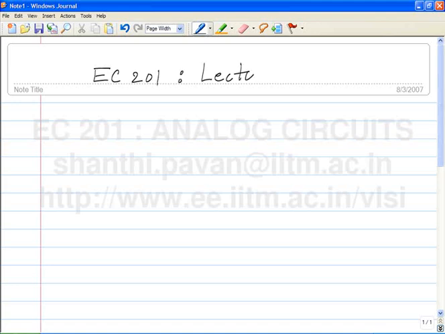EC201 lecture 4. So yesterday we saw that when we have a nonlinear network, we don't have to be perturbed over the fact that we can't use any of our knowledge of linear systems, since after the initial tough step of finding the operating point, as long as the exciting signals are sufficiently small, you can reduce any nonlinear network into a linear network as far as those small signals are concerned.